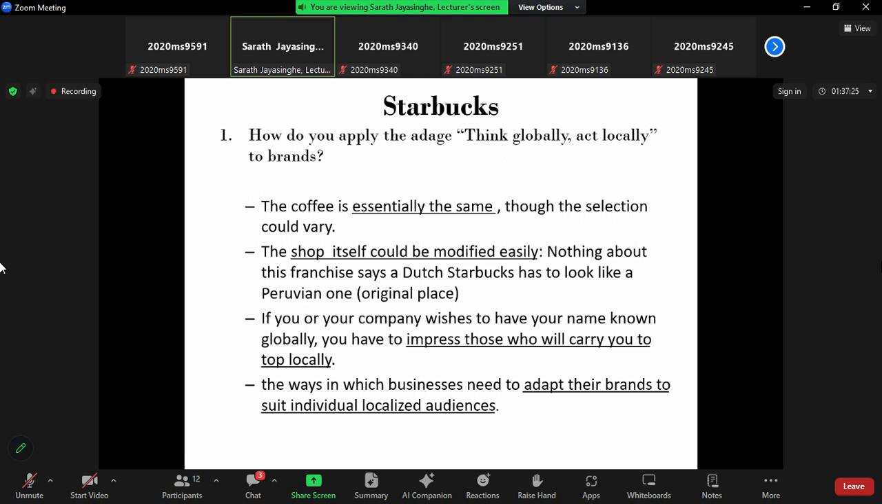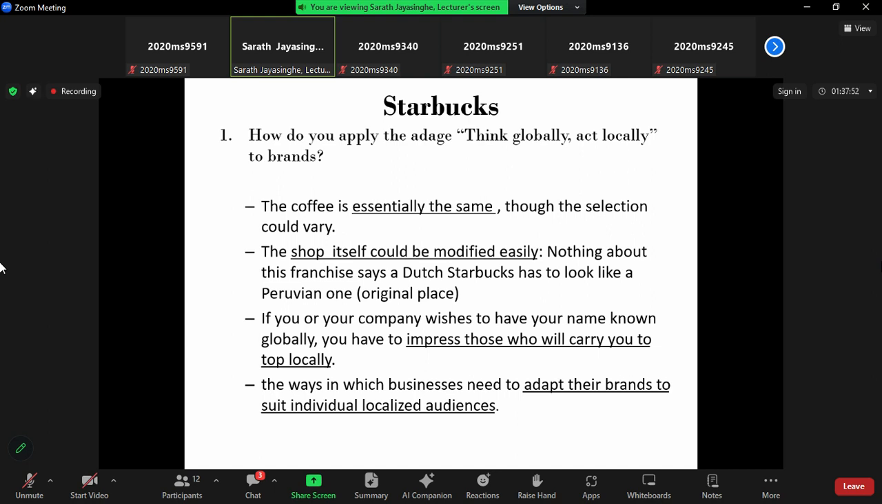How do you apply the think globally and act locally brand, right? Now, when you think about this one, there are some other companies that also apply this concept, right? They are thinking about the local standards, but they change their presence to match the local culture. That is what it means, right?